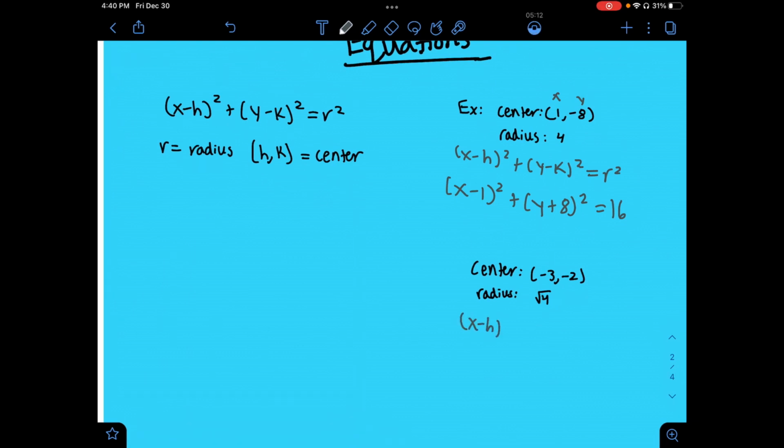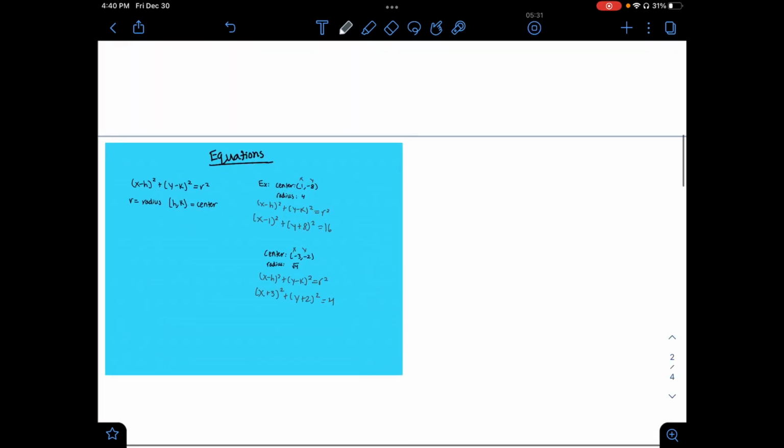So our next one, we're going to write the equation again, so it just gets engraved in our brains. And now we have x. Our x-coordinate is negative 3, so it's going to be x plus 3 squared plus y. And our y is negative 2, so plus 2 squared. And our radius is the square root of 4, but we're going to square that, so it just becomes 4.